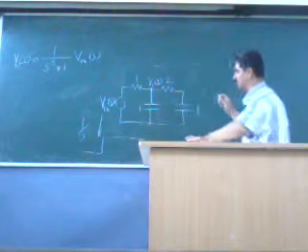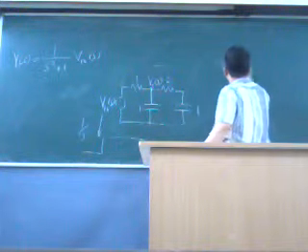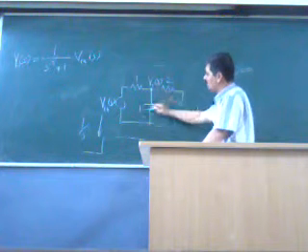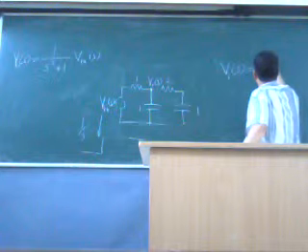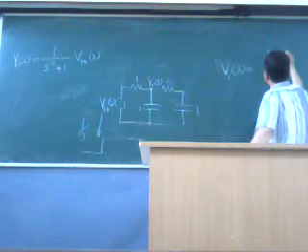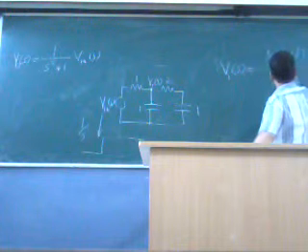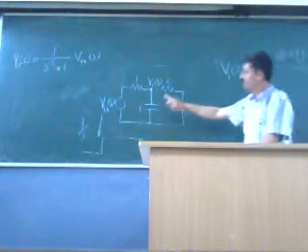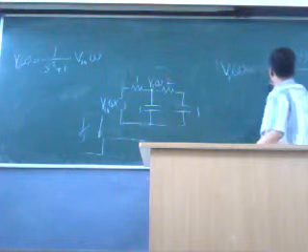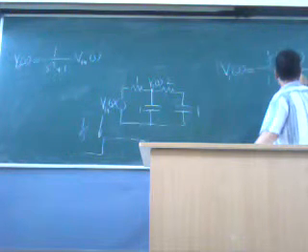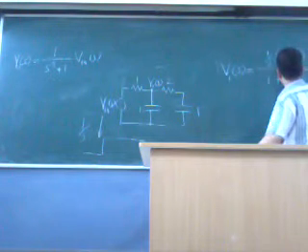So let us write first V1S. What is V1S? It is equal to, what is this combination? The combination is 1 upon S parallel 2 plus 1 upon S, right? Is it clear? 1 upon S parallel 2 plus 1 upon S, upon 1 plus 1 upon S parallel 2 plus 1 upon S. What is this?